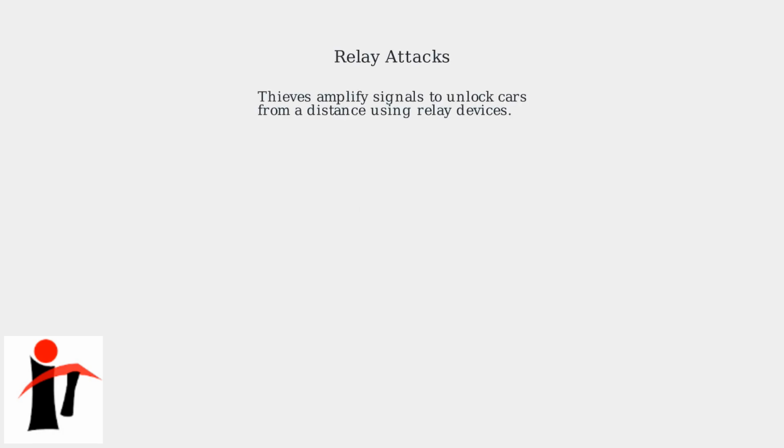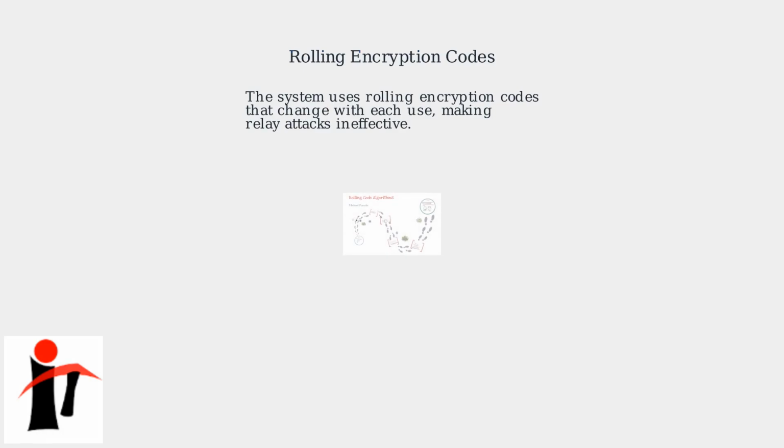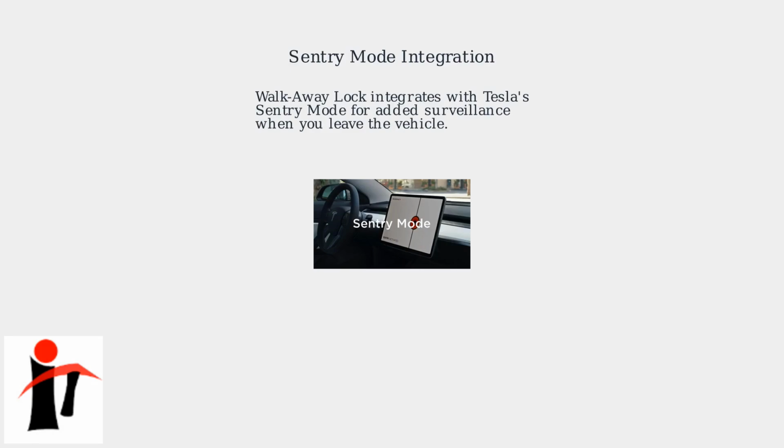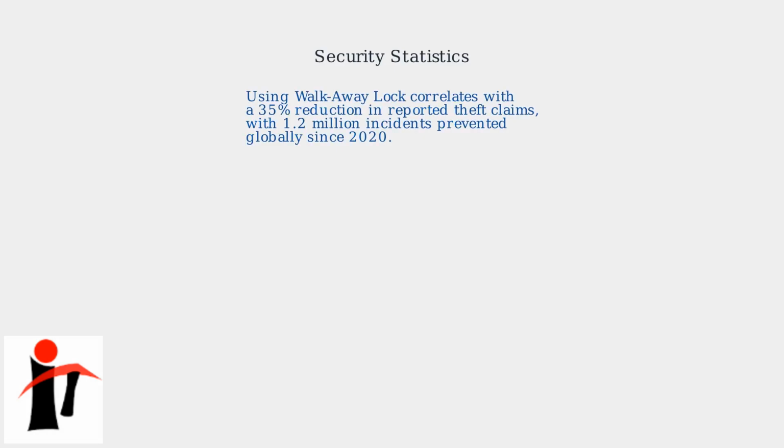Walkaway door lock enhances security by preventing relay attacks, where thieves amplify signals to unlock cars from a distance. It incorporates rolling encryption codes that change with each use, preventing thieves from reusing captured signals. The feature integrates with Tesla's Sentry mode for added surveillance, activating cameras and alarms when the vehicle detects potential threats. Using walkaway lock correlates with a 35% reduction in reported theft claims, with 1.2 million incidents prevented globally since 2020.